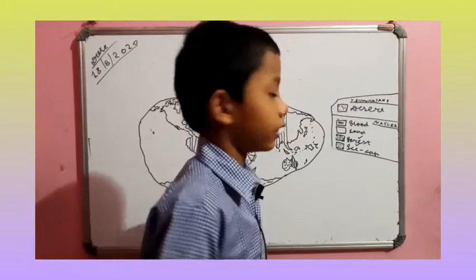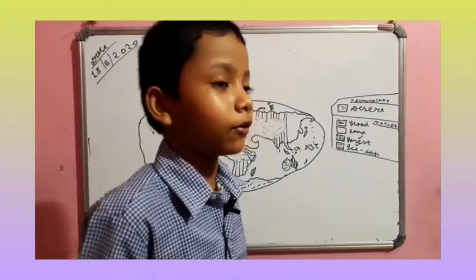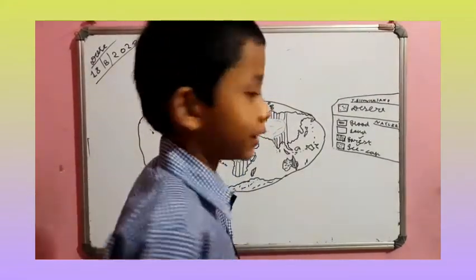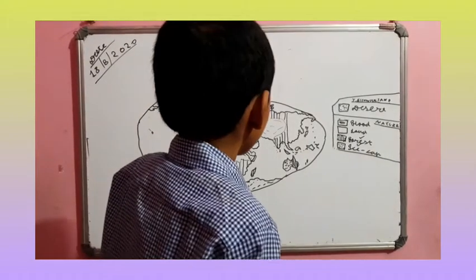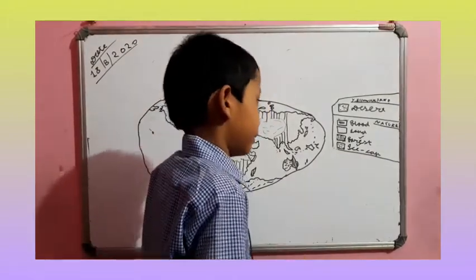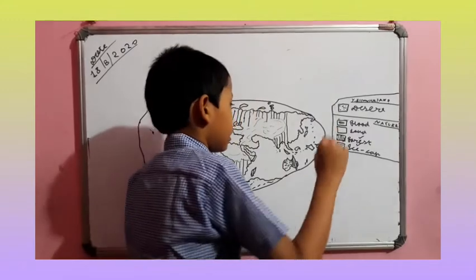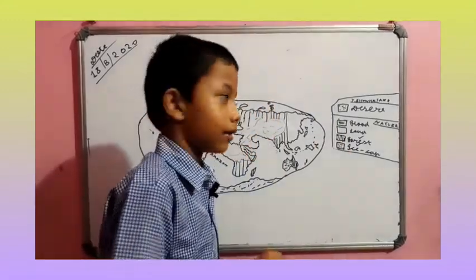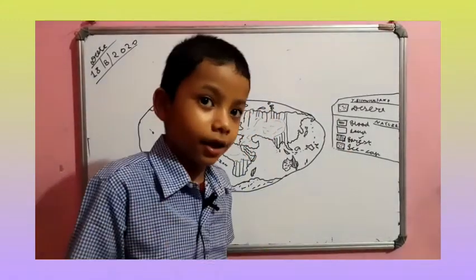Let's start with land. Yes, land is a normal nature. Land means nothing, but there is no forest and ice cap. Land is land.